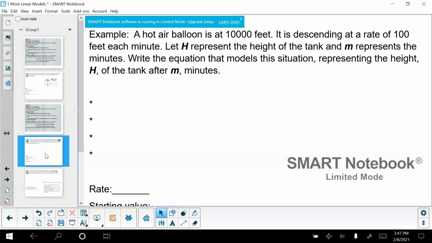So here's our example, and we're going to use the 3 reads again. So the first read, I'm going to model: a hot air balloon is at 10,000 feet. It is descending at a rate of 100 feet each minute. Let H represent the height of the tank. It should say, I'm sorry, I'm going to correct that. It should say the height of the balloon.